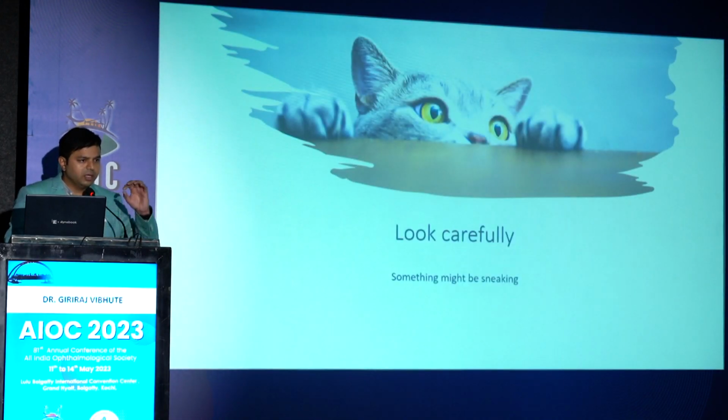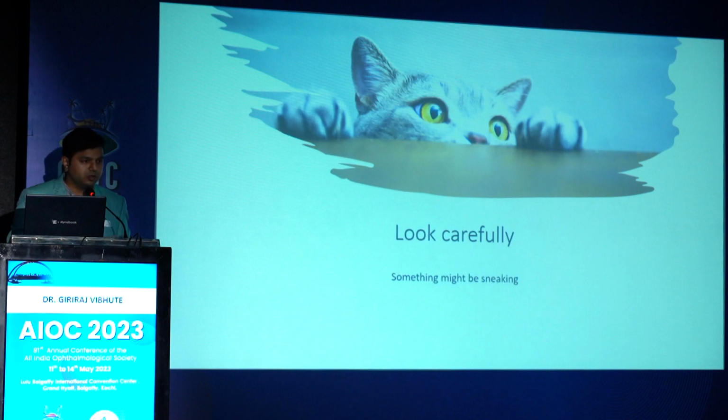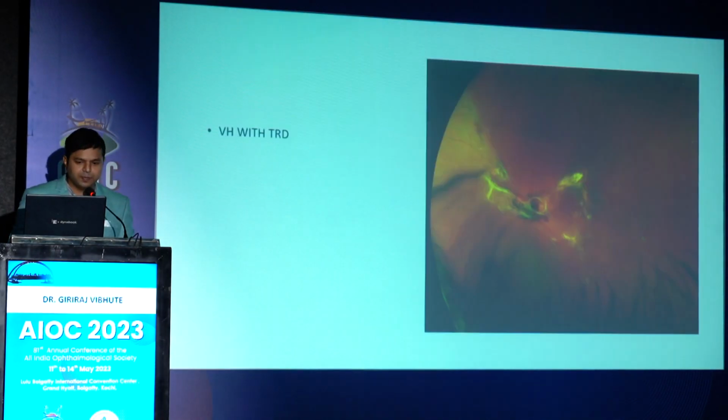If on the 90D it may seem normal, but there might be something sneaking in the periphery. In cases of trauma, there might be a small foreign body which might be missed in the other eye, or peripheral vasculitis can also be there, or a small peripheral tear. So indented examination of the other eye is a must.